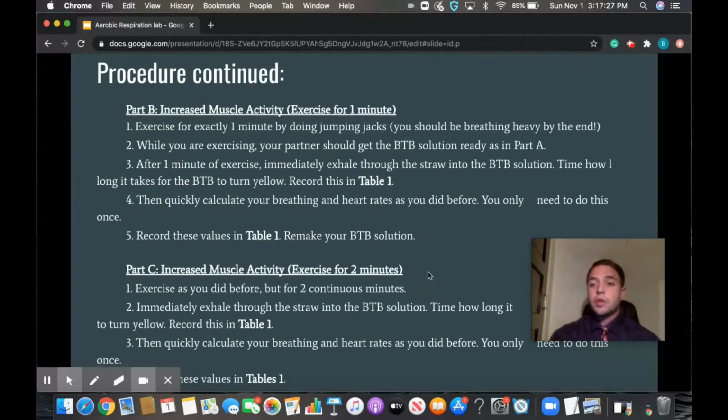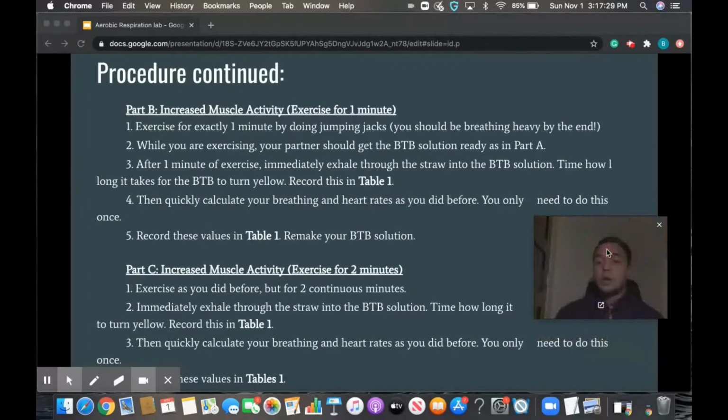Once we've recorded our data for our rest sample, we're going to do this again after performing 1 minute of exercise, and the exercise is specifically going to be jumping jacks. I'm going to perform 1 minute of jumping jacks and then test my carbon dioxide production as well as my heart rate and breathing rate, and then repeat this process after 2 minutes and record all of this data in the table.